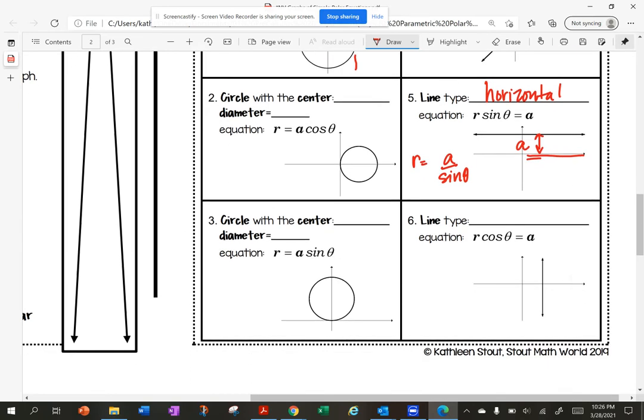Okay, in the table, I have a vertical line type. And I know my equation is, from here to here is a, and I was solving for r equals, it's going to be a divided by the cosine of theta. Okay, I have a little bit more to go.